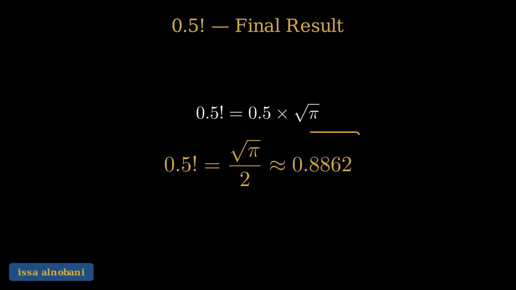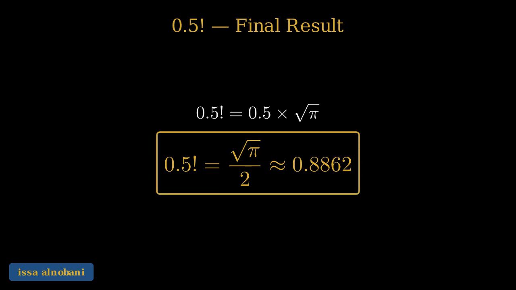Now we can finish the calculation. 0.5 factorial equals 0.5 times the square root of pi, which simplifies to the square root of pi, divided by 2, approximately 0.8862.